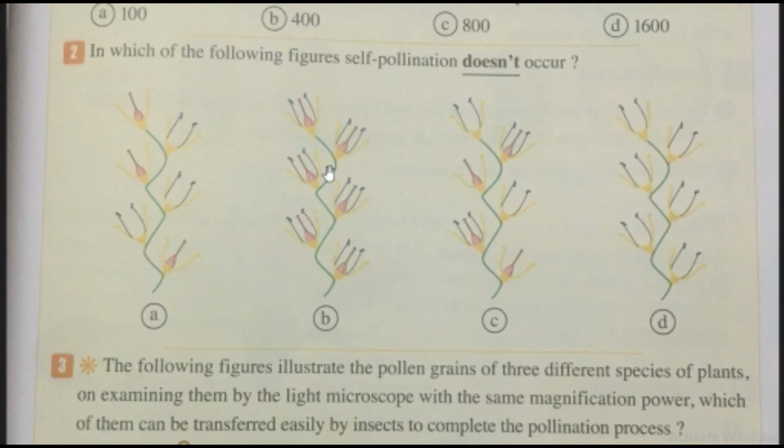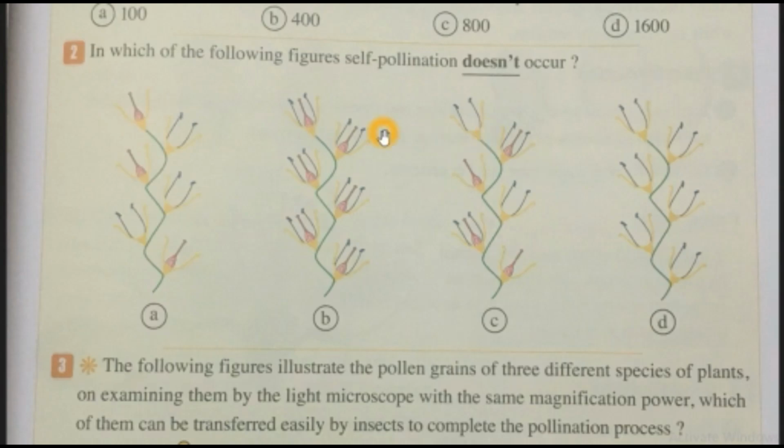Question number 2. In which of the following figures does self-pollination not occur? Self-pollination has to be on the same axil, on the same flower. Okay, so which one can't make self-pollination? This one, of course, can undergo self-pollination, because here the stamen is longer than the carpel.